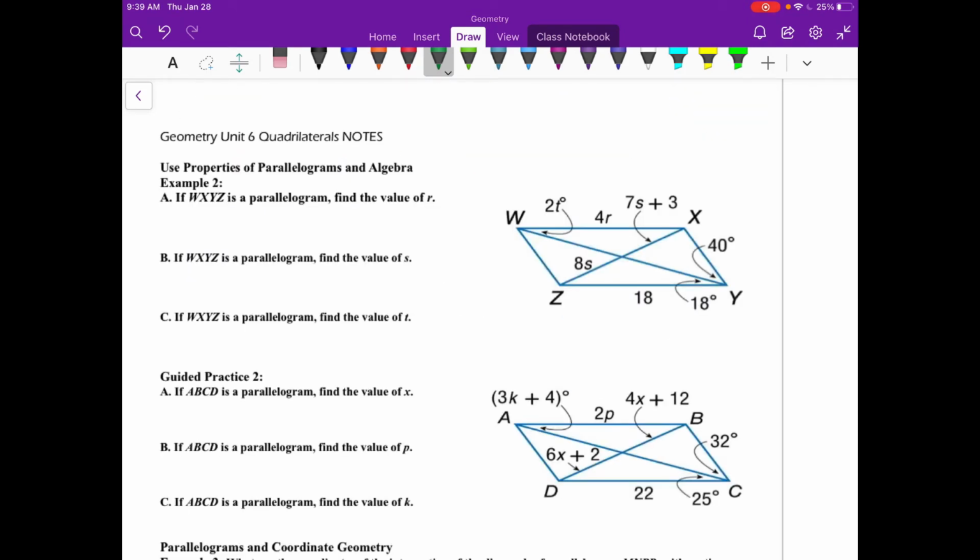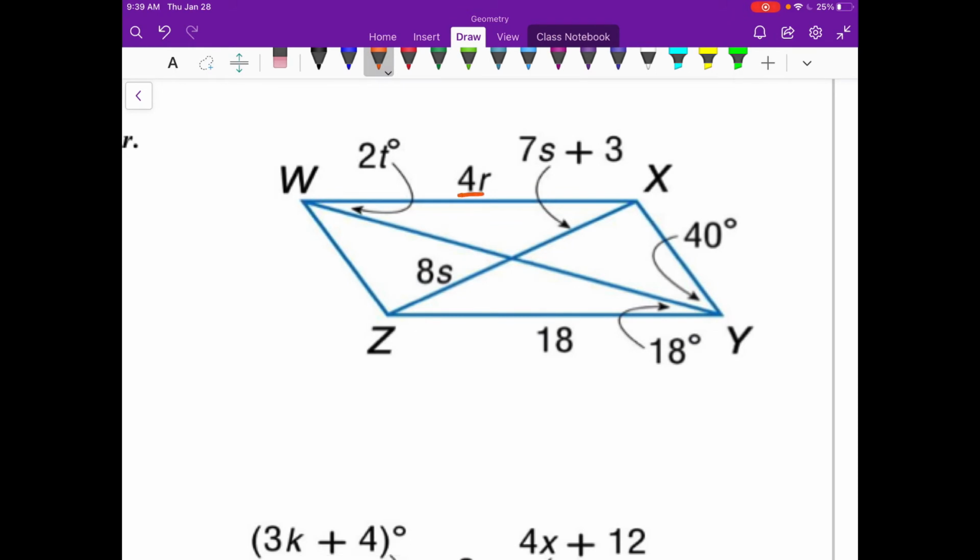Okay, let's do some practice problems. I know this looks complicated, but we're going to break it down. So we're going to assume that this shape WXYZ is a parallelogram. We need to find the value of R. R, if you look, is right here. That's the only part that has R. So that is talking about this side here, which is WX.